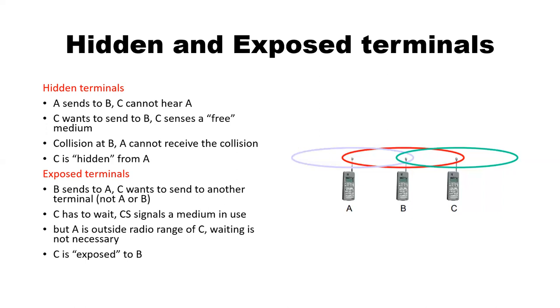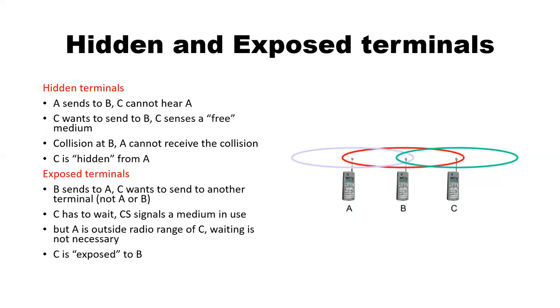In the same way, when A is transmitting, it is not aware of any transmissions of C. So C is hidden from A. This problem is called the hidden node problem.